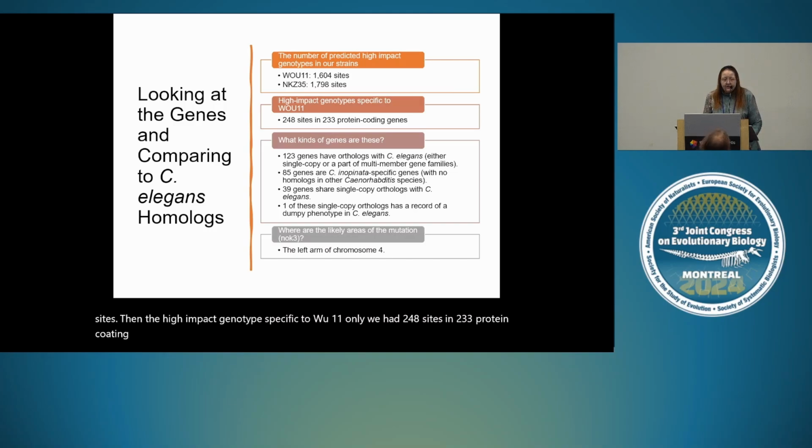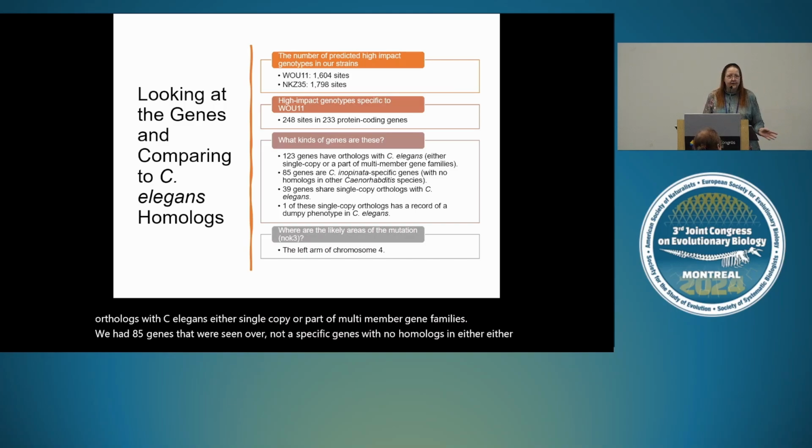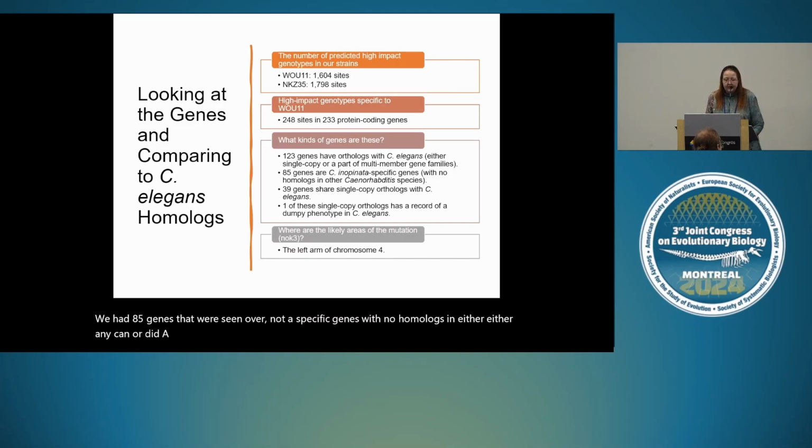What kinds of genes were they? Well, we had 123 genes that had orthologs with C. elegans, either single copy or part of multi-member gene families. We had 85 genes that were C. inopenata specific genes with no homologs in any Caenorhabditis species. We also had 39 genes that shared a single copy ortholog with C. elegans, and only one of these was a single copy ortholog that had a record of dumpy phenotype in C. elegans.